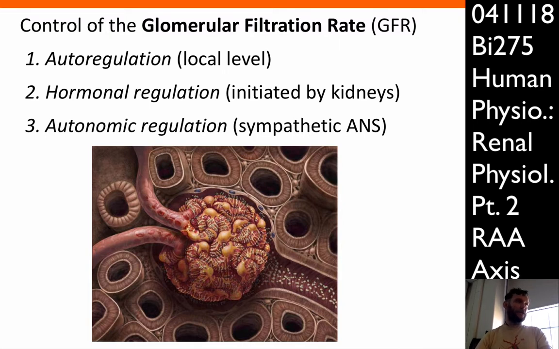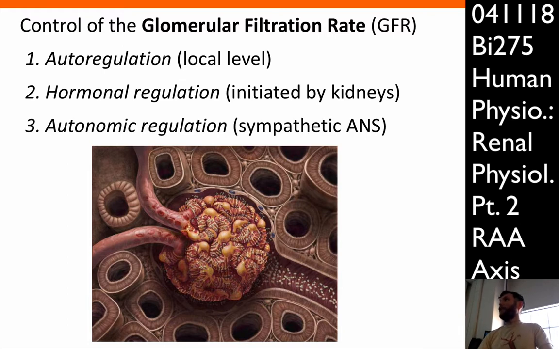These three methods, if you're the astute student, will notice that these three methods of regulation are recurring throughout the semester. For example, we could say the same thing about the heart, or we could say the same thing about the GI tract. These are the three general ways that an organ can be regulated.